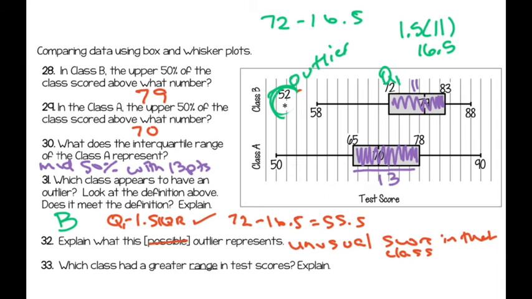So the range, not the interquartile range, but the range. If we look at class B, when we look at their range, we still have to count the outlier in that. So we're going to go from 52 to 88. That's the range of class B. However, class A goes from 50 to 90, so they have a bigger range. So it's class A regardless of how you look at it, but you do have to count the outlier when you're looking at the range.